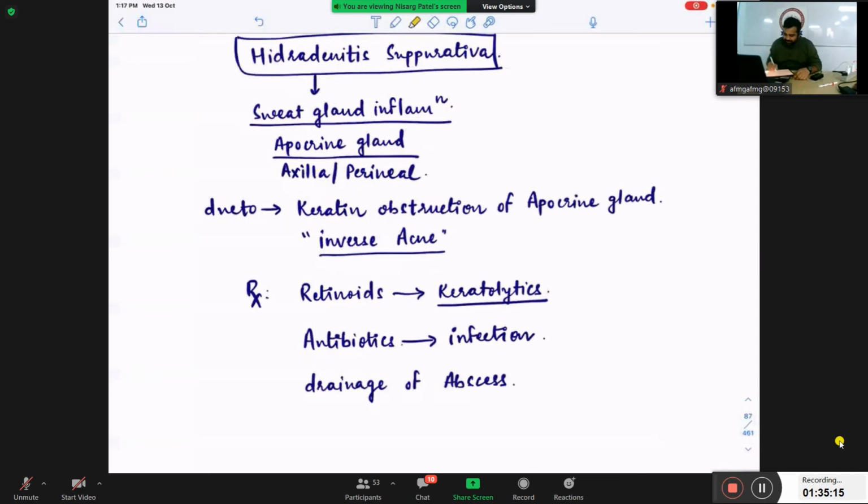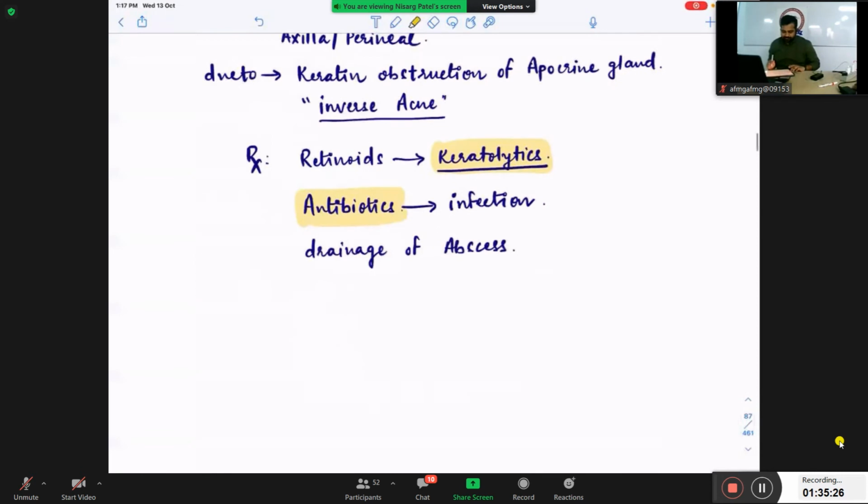In acne also we give the same treatment, right? We give keratolytics, we give antibiotics, because the pathogenesis is the same.